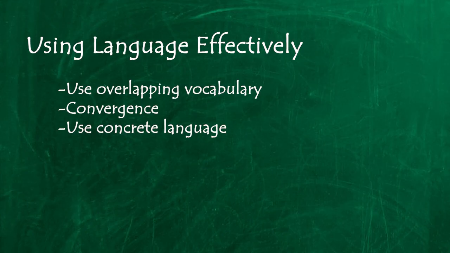So that's how we use language effectively. We try to use a vocabulary that our audience is familiar with, both regarding their denotation and connotation. We try to customize the message to the audience using convergence, and we want to use specific language, concrete terms.